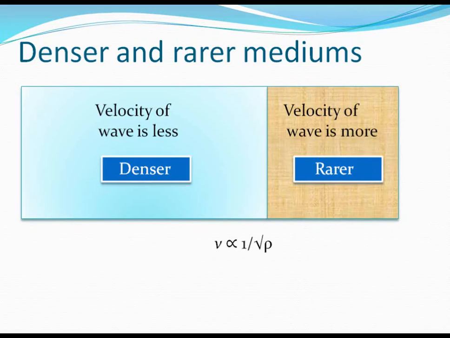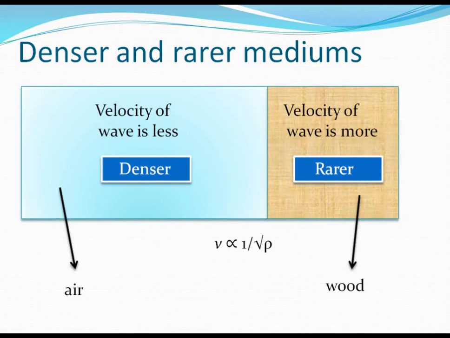So steel will be a rarer medium for sound, because sound can travel very fast in steel compared to its speed in air. So air will be the denser medium for sound because it has slight trouble passing through air, but steel will be the rarer medium for sound. Similarly, here in this picture, air is the denser medium and wood is the rarer medium, because sound travels slowly in air but it travels faster in wood.